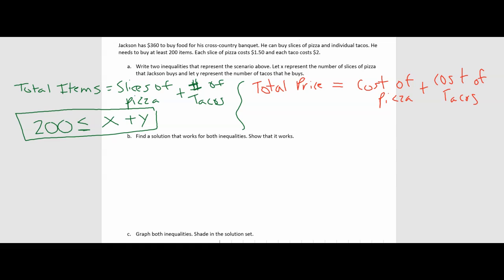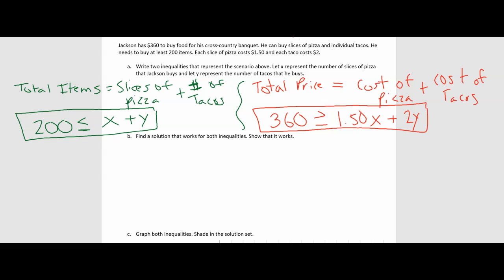The total price, we know that he has $360, so we can't go over that. So that means the cost of the pizza and the cost of the tacos has to be less than or equal to 360. So the cost of the pizza is going to be 1.50 times X, because it's $1.50 per slice. Cost of the tacos is $2, so 2 times Y. So 1.5x plus 2y is less than or equal to 360.